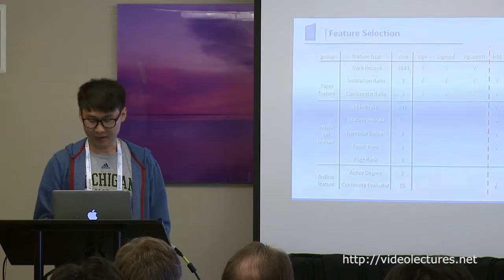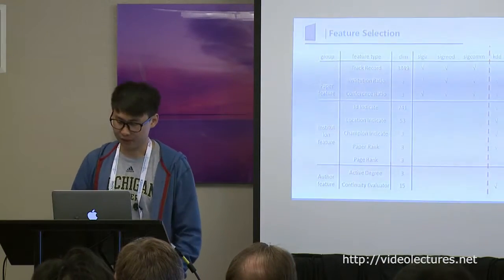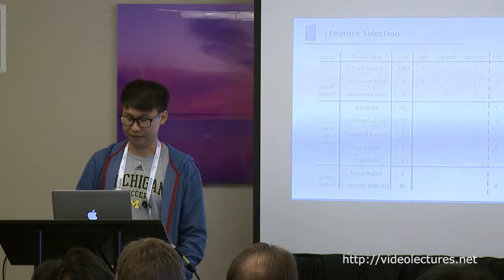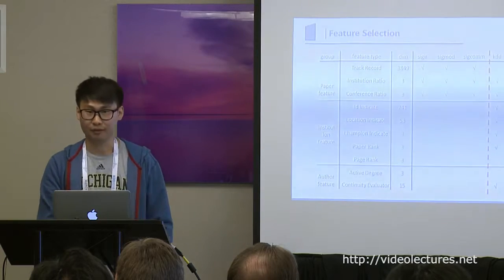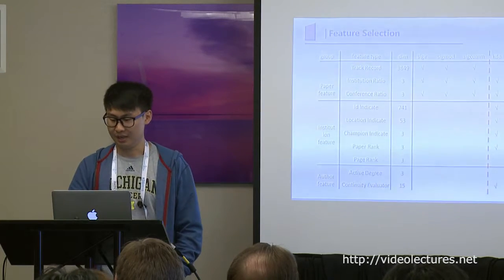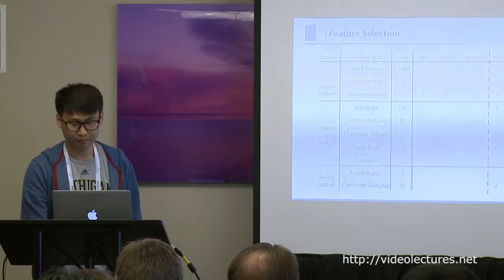This table shows how they try to do some feature selection. In phase 1, they only use the paper feature. And in phase 2 and phase 3, they use different features for different conferences, not only the paper feature.